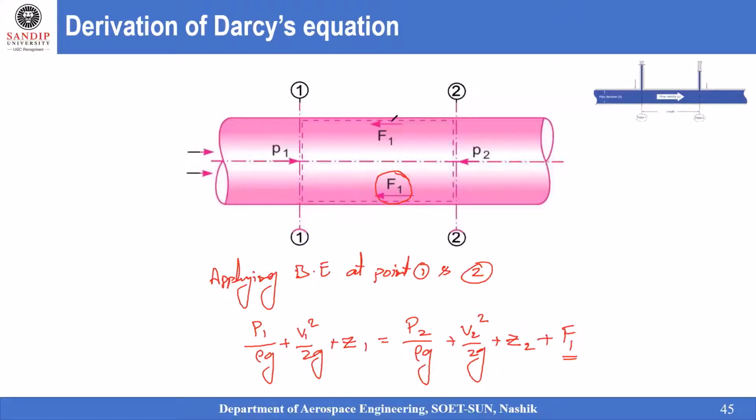So we have introduced F1, the frictional force acting in that particular fluid flow. Now, the general expression for the fluid flow should be in terms of heads. Here F1 is actually a force, but the other terms are heads: pressure head, velocity or kinetic head, and datum head.